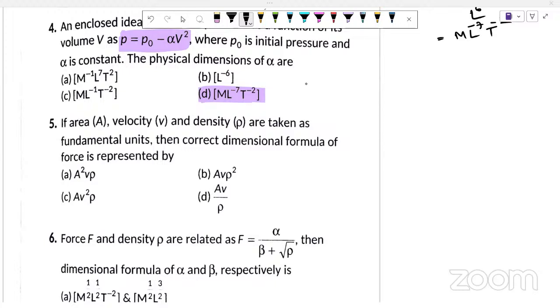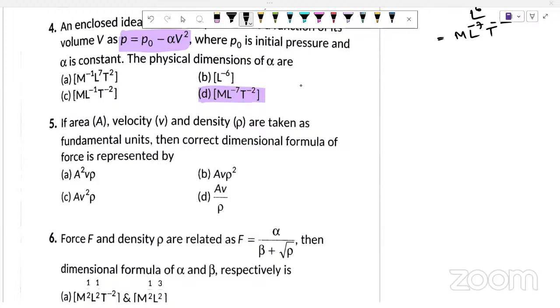What is the method, better tell me? Area, velocity, and density are taken as fundamental quantities, and we need the correct dimensional formula of the force. What to do? C only. Very good. C is the answer: A V square into rho. You can check with the dimensions.